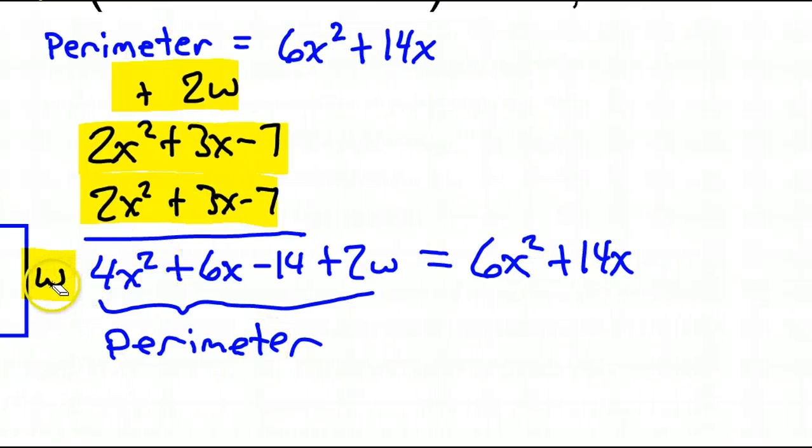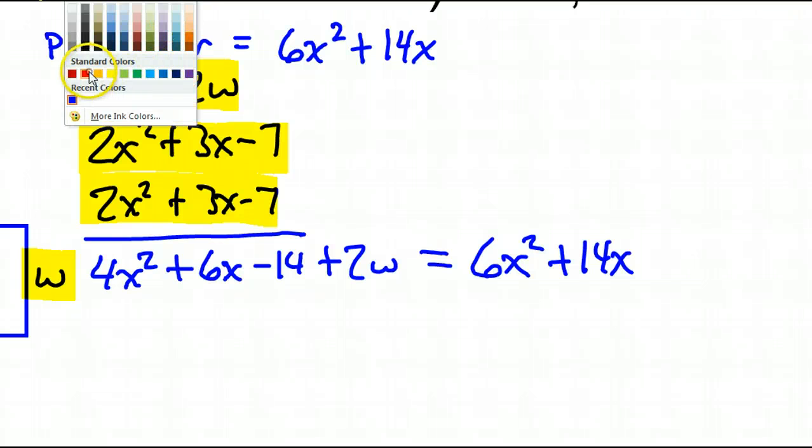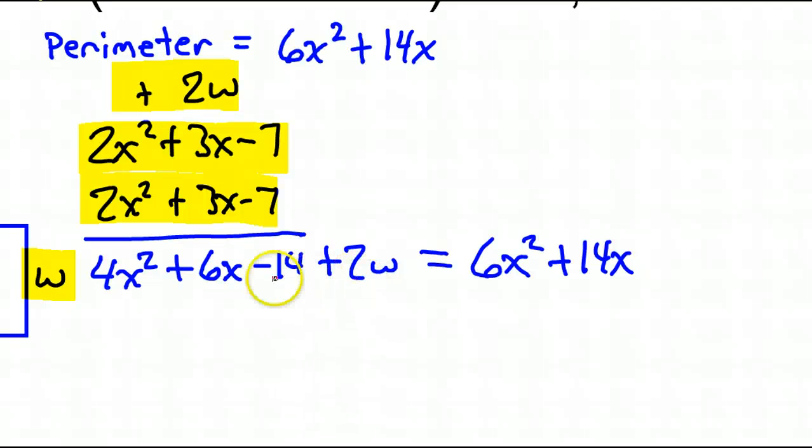So remember, we're supposed to find the width, w. So what I need to do is solve this equation for w. I'm going to get w by itself, and that should be the answer. So let's work on that. Let's try to move everything to the other side, if you will. So I'm going to subtract 4x squared from both sides.